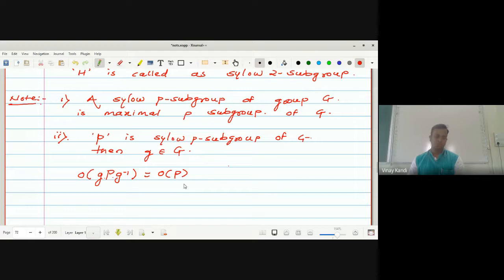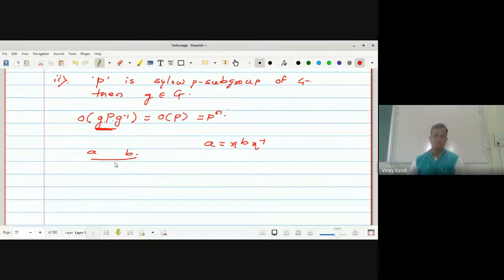the order of P. What is the order of P? P raised to n. What is this one? This is the conjugate subgroup of P. We know that A and B are conjugate to each other if there exists an element X such that A is equal to X B X inverse.